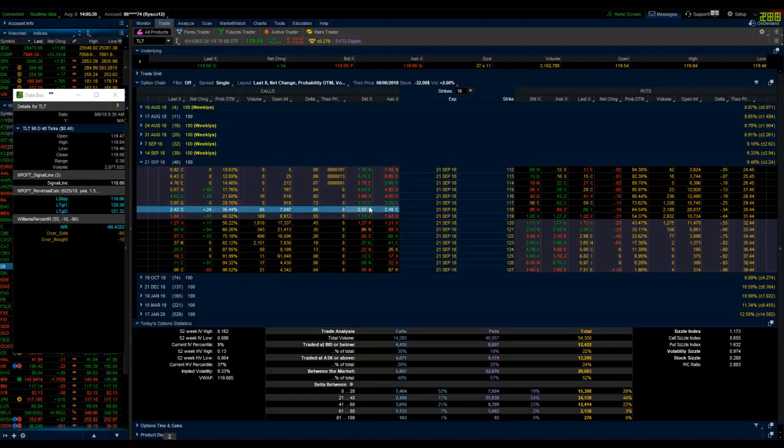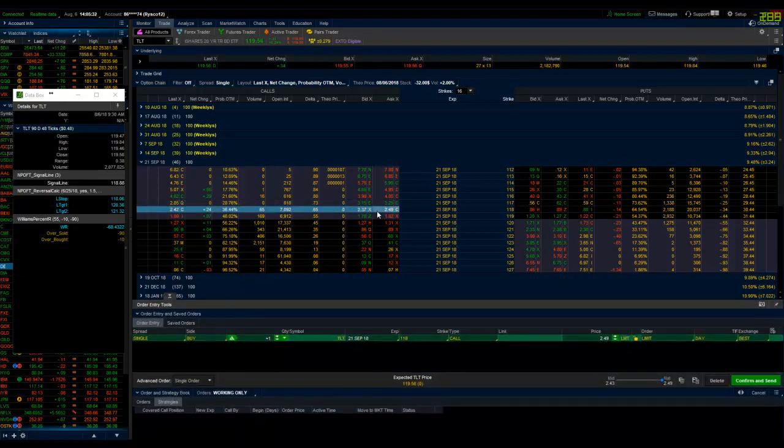If I wanted to buy that call outright, I could certainly do so. Again, it's going to have more profit potential, but also comes with more risk. So we get a couple strikes in the money, we go out to the September options, and that's the route that we could go to play the upside.